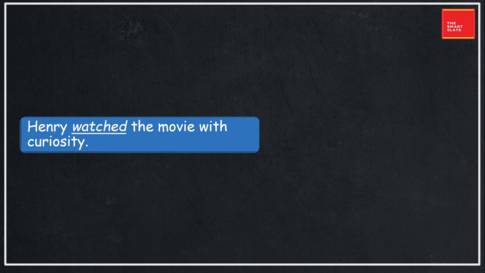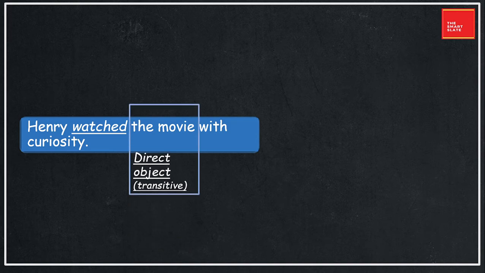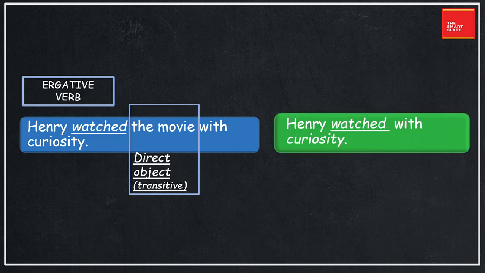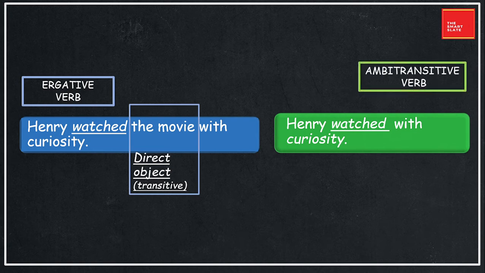Here is the sentence: Henry watched the movie with curiosity. Here there is a direct object, so it is a transitive verb. I can understand Henry watched the movie with curiosity. So it is an ergative verb. How is it an ergative verb? Because the same sentence can be used intransitively: Henry watched with curiosity. So it is an ambitransitive verb as well.